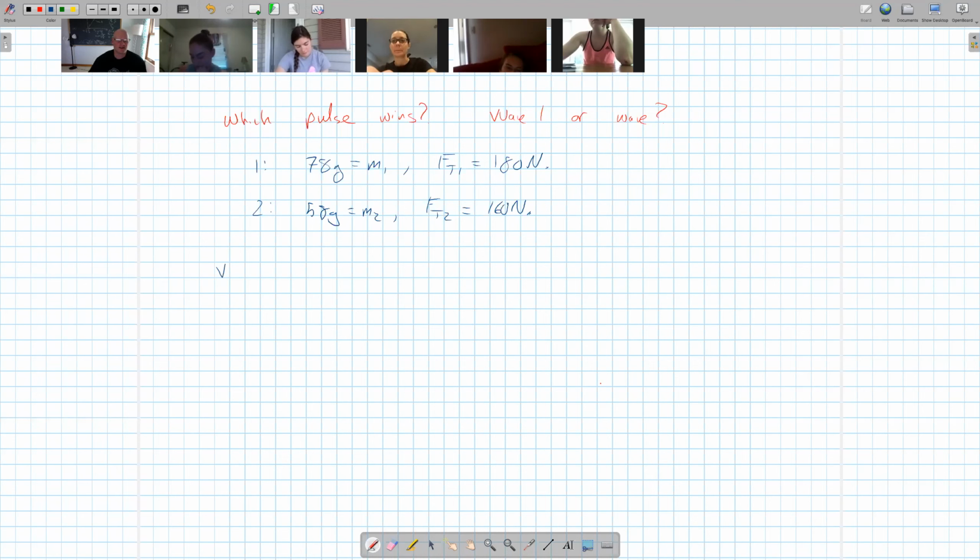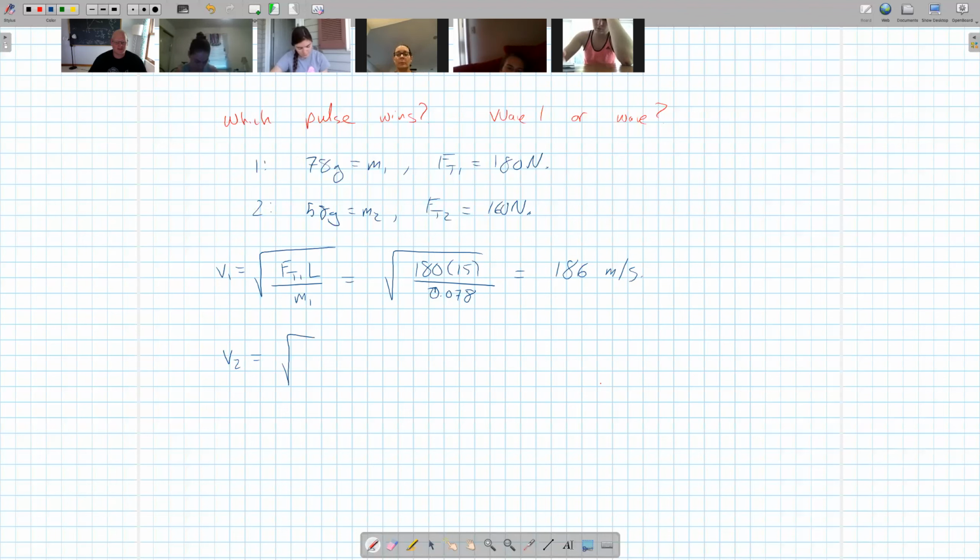Good. So let's look at V1 first. V1 we know is going to be the square root of Ft1 times the length divided by M1. So that's going to be equal to the square root of 180 times 15 divided by, that's grams, right? So that's 0.078 kilograms, because that's being kilograms. Plug in our numbers, what we find in this case then is that it moves at 186 meters per second.